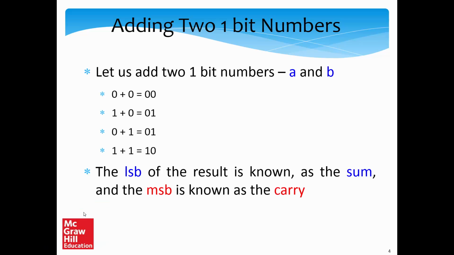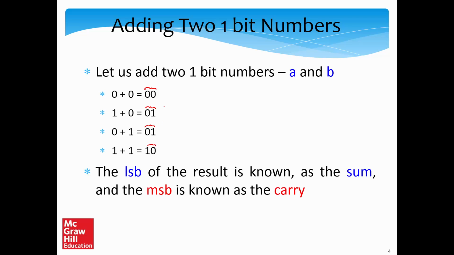If we add 0 and 0, so let's assume the output is 2 bits. So the output is 0, 0. If we add 1 and 0, the output is 0, 1. Similarly, if we add 0 and 1, the output is 0, 1. And if we add 1 and 1, the output is 1, 0. So 1 plus 1 is 2, and the representation of 2 is 1 and 0.